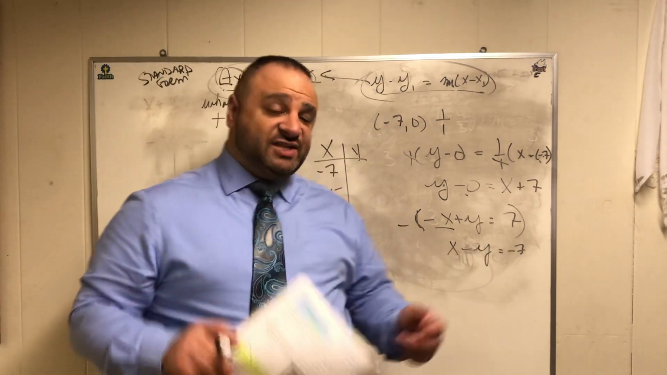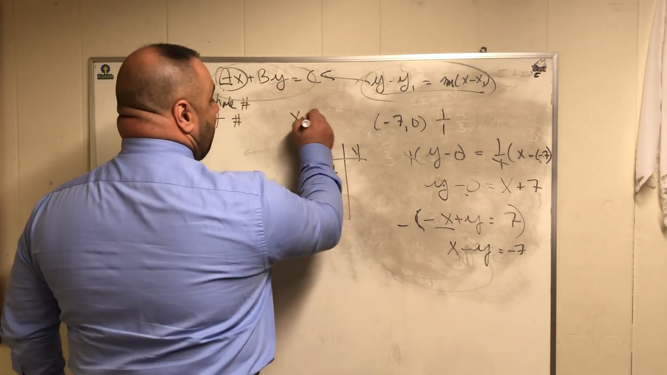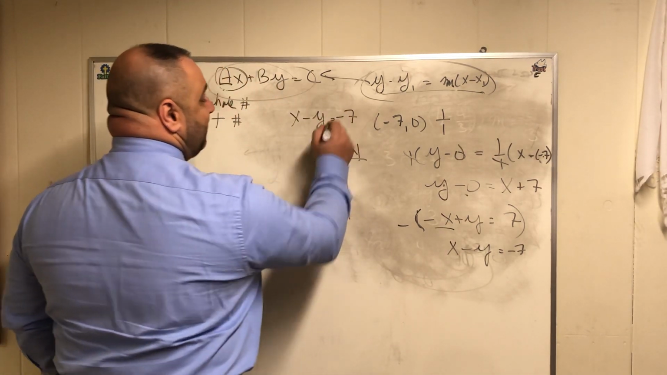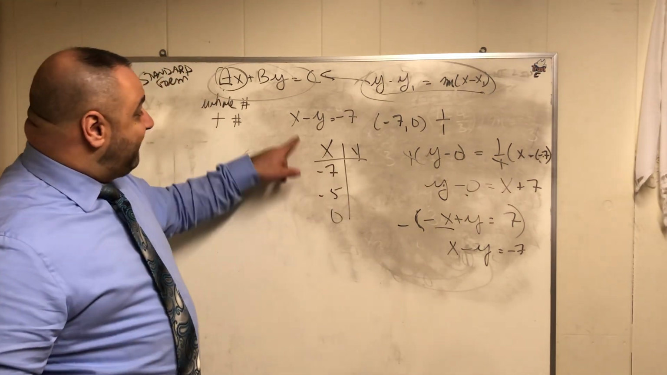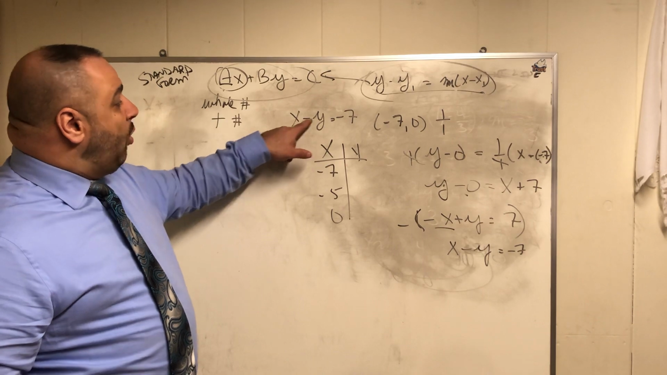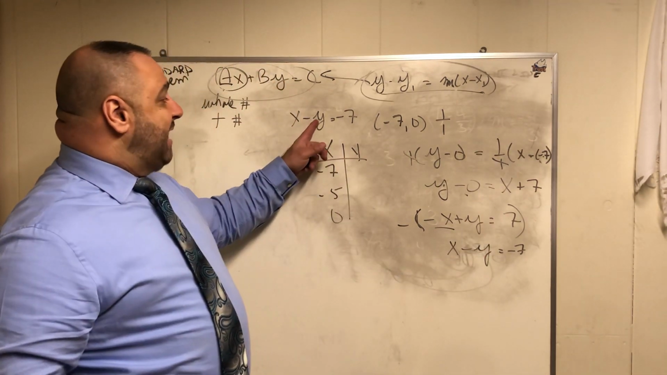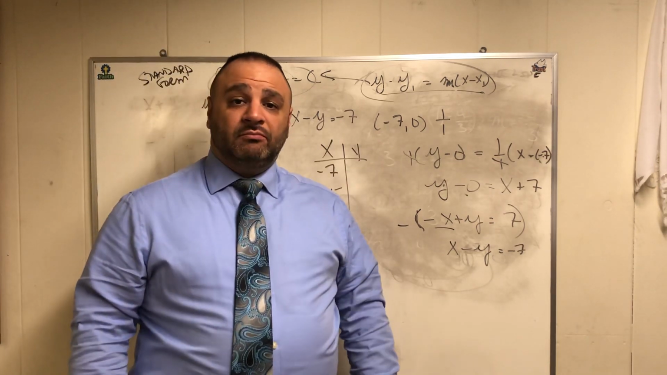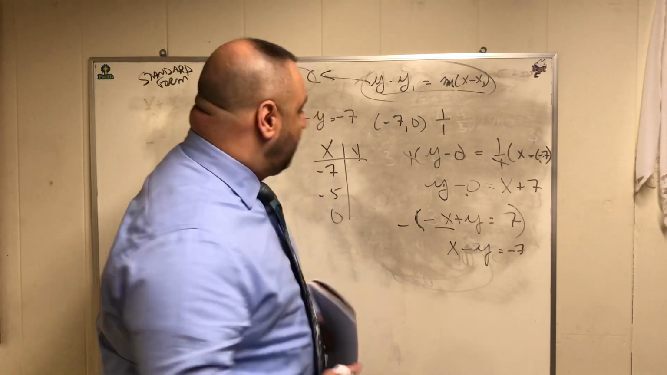So now all the signs have changed. Now we're going to take this equation, x minus y equals -7, and we want to solve so we can graph this line. So if x is -7, y can be what? -7 minus what will give me -7? -7 minus 0. Very good.